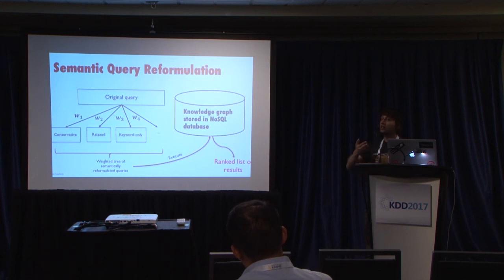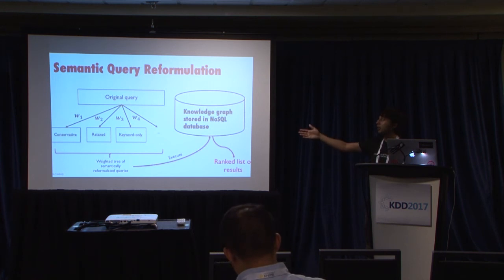So the idea is that you build these cascading relaxed queries, and these are weighted. And then this set of weighted queries can actually be combined into a single Elasticsearch query, which is then executed in the server. And then we get this ranked list of results. So yeah, it's semantic query reformulation.